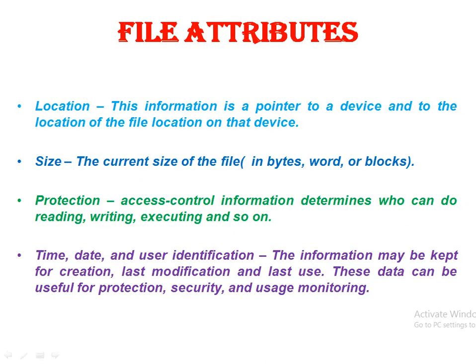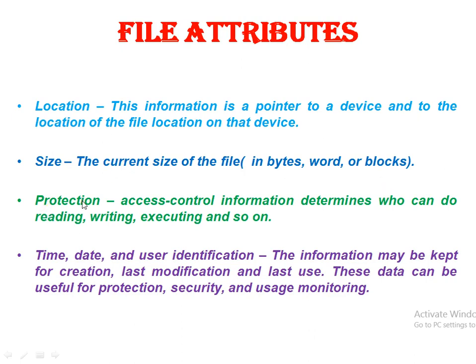Next we shall see the remaining 4, continuing with the attributes. Location. What is the location? It is where exactly your file is. This information is a pointer to a device and to the location of the file on that particular device, where exactly you have stored your file. Next, size. The current size of the file is measured in terms of bytes, words or blocks. It tells the size of the particular file, whether it is in MB, KB and so on.